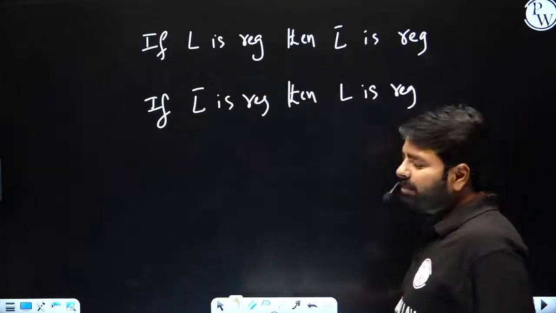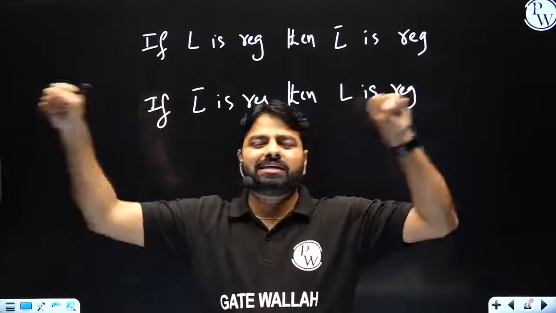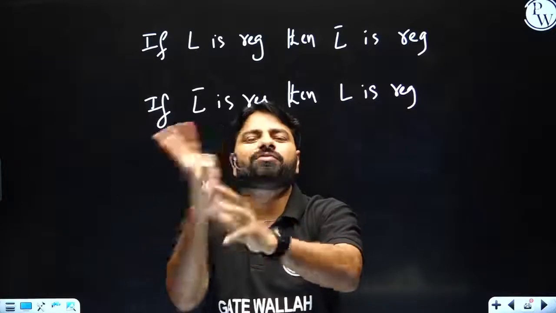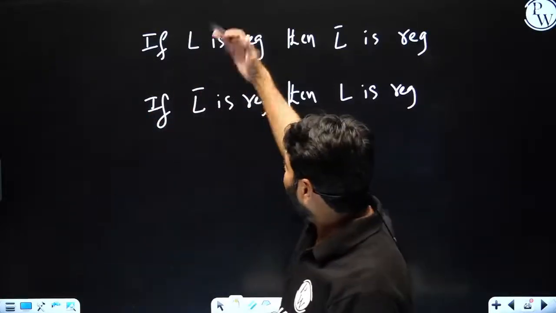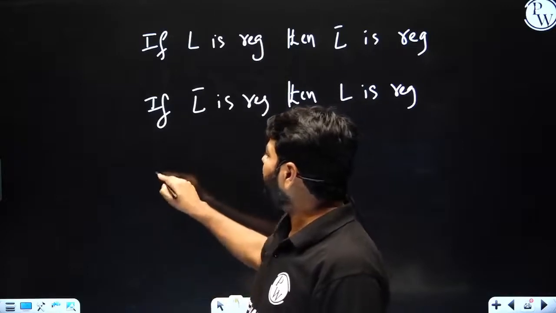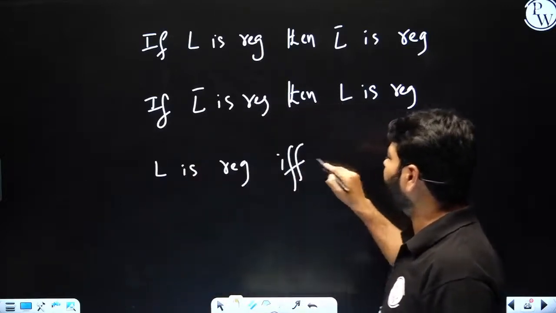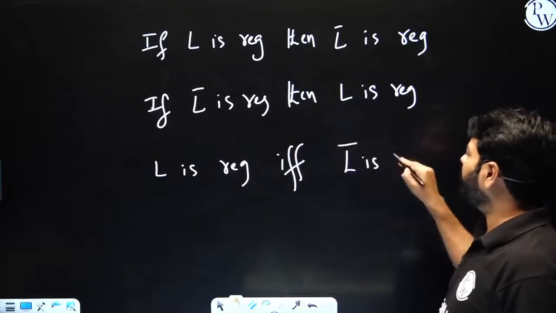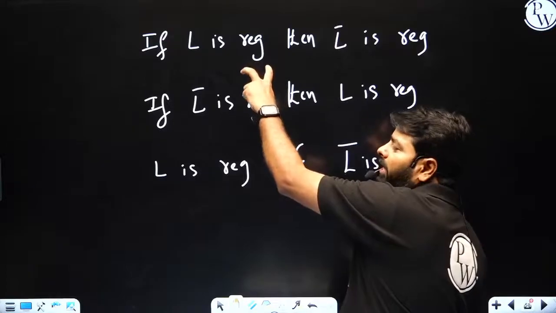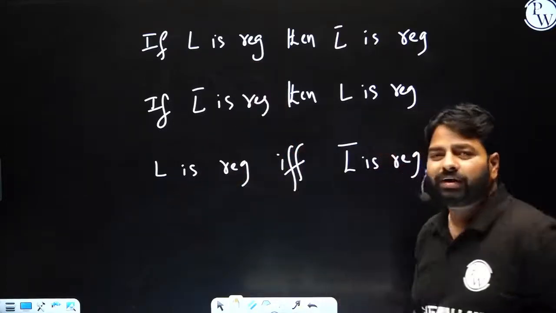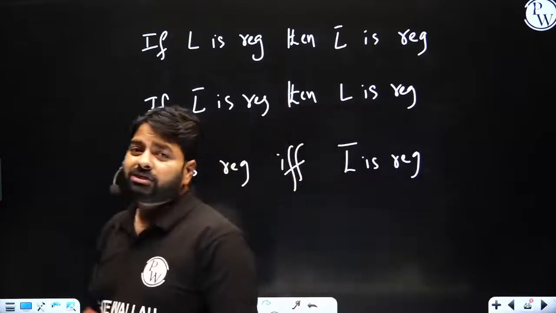It's a very interesting point. You see that L and L complement: if anybody has a DFA, in that DFA interchange final and non-final, you will get its complement. That means by observing these two statements, you can say L is regular if and only if L complement is regular. When these two statements hold, then you can write the if and only if condition between L and L complement. These three statements are very important.